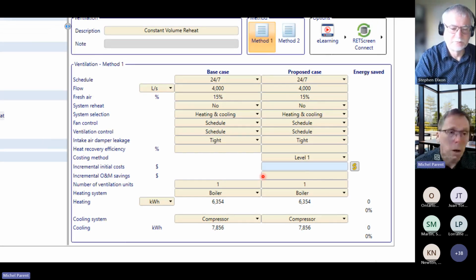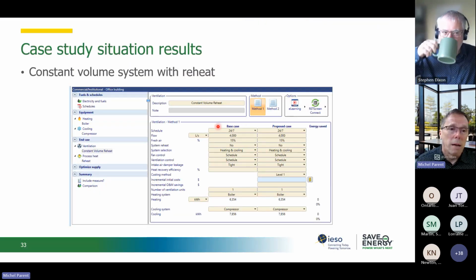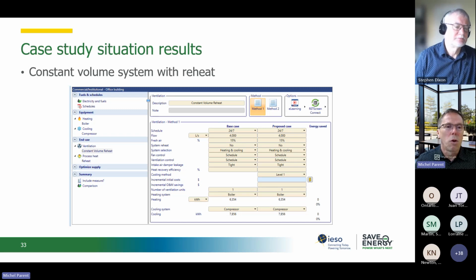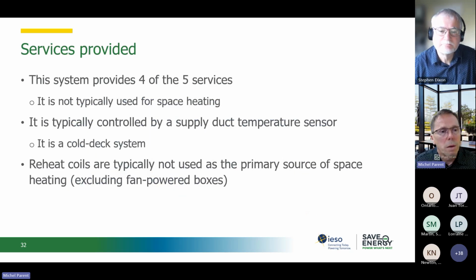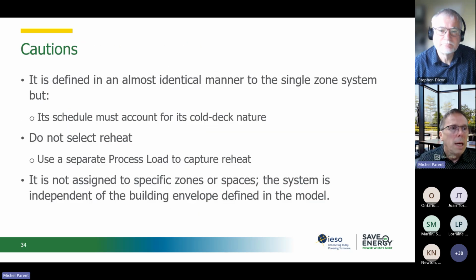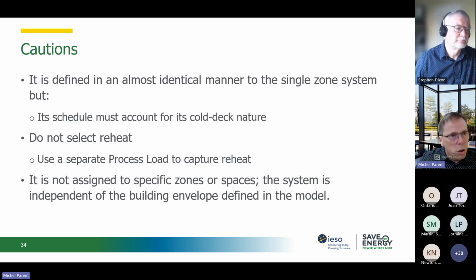Yeah, you're absolutely right. Thank you, Stephen. Like I said, it does account for it, but if you want to do a model that will be closer to what your reheat is, you'll be better off using what we're going to show you in an instant. So, words of caution, I already told you this is a cold deck, so you're going to use a specific type of schedule for that system.